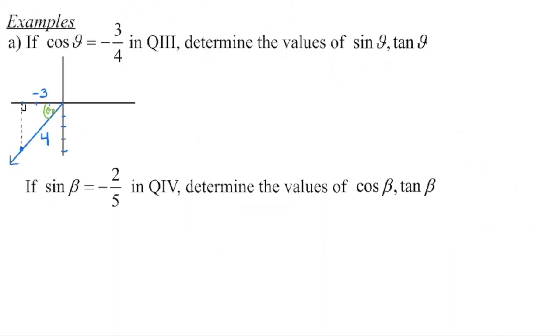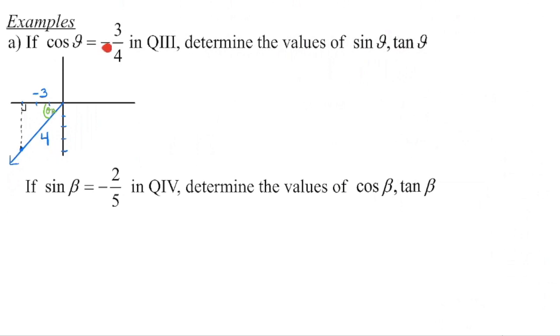So in this example, we have to get the values of sine of theta and tangent of theta if we know that the cosine of theta is -3/4 in quadrant 3. So the first thing we always want to do is draw a sketch. We know that the terminal arm will lie in quadrant 3. I would just ignore the signs for a second. Cosine is adjacent over hypotenuse. So from this angle in the right triangle, adjacent is right here, so I would just put a 3. Hypotenuse is right here, I would put a 4.